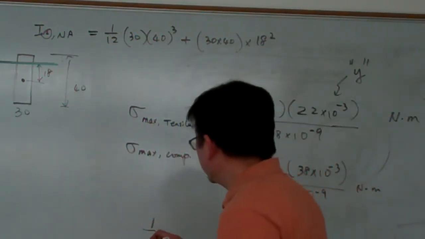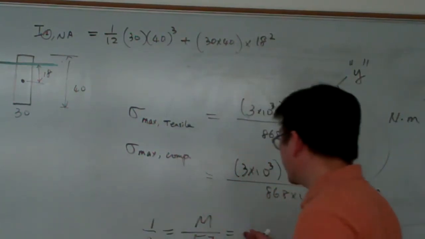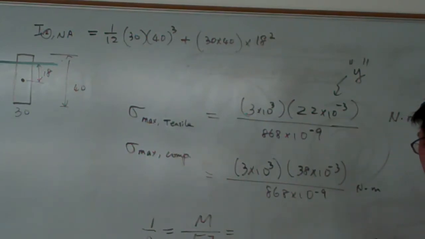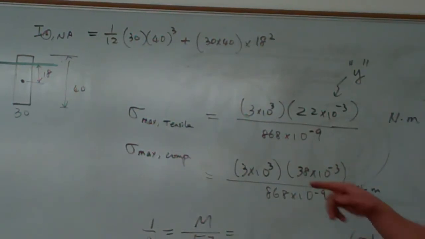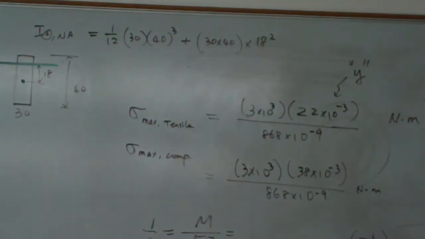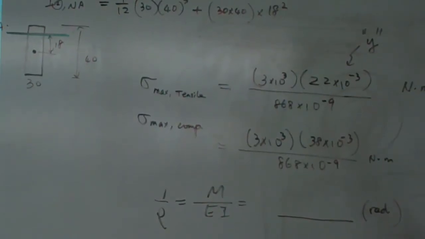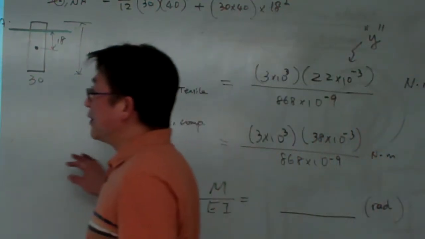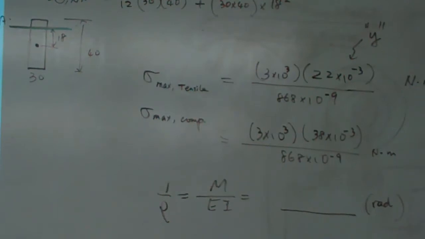And the curvature will be equal to M over EI, and this one is very straightforward. We simply do the calculation. The number you simply plug in, the unit will be in radian. Okay, so later I will turn on this slide and you will see the result. And this example is from our textbook, the sample example.